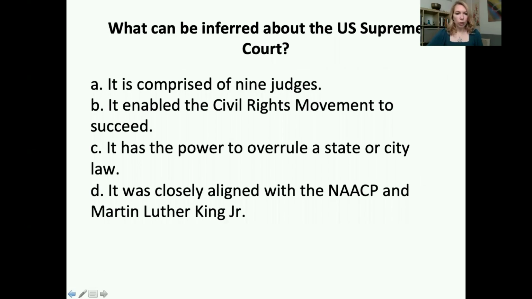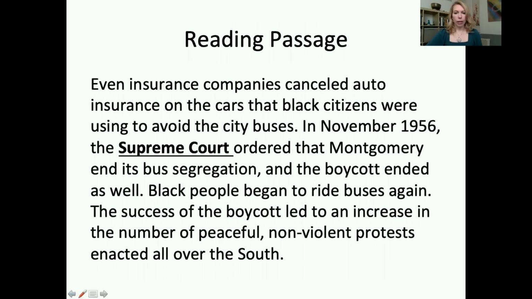B, it enabled the civil rights movement to succeed. Well, we do have a mention of success. Let's read about it. It says, the success of the boycott led to an increase in the number of peaceful, nonviolent protests enacted all over the South. So the Supreme Court makes a decision to end bus segregation, the boycott ends, and now there are more peaceful protests.